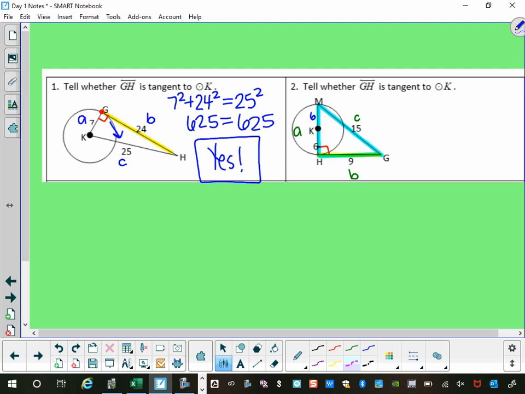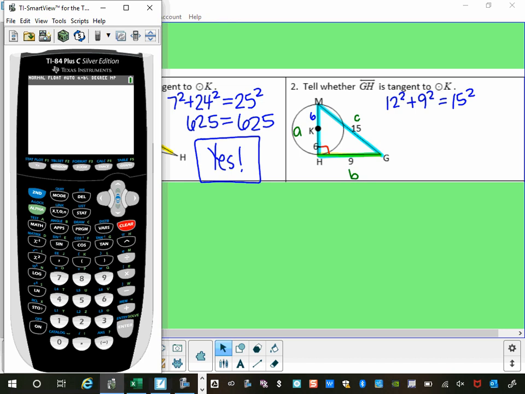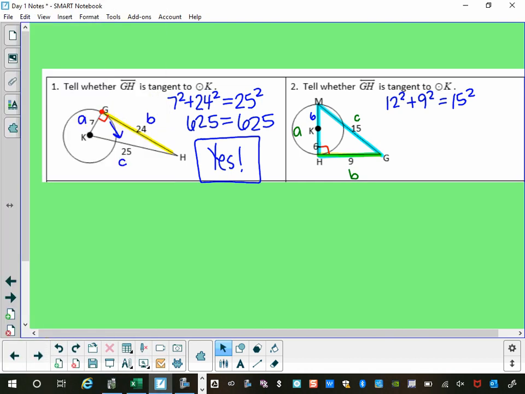So for a squared, I can do 12 squared, not 6, so it's the whole side. b is 9 squared, which equals c squared, which is 15 squared. In your calculator, we're going to see if it's true. Remember, if you try to type everything into your calculator, it won't work. What we're doing is we're checking the first part to see if it equals the second part. So 12 squared plus 9 squared. I got 225. You guys get that? All right. 15 squared is also 225. So is GH a tangent here? Yep, it is.